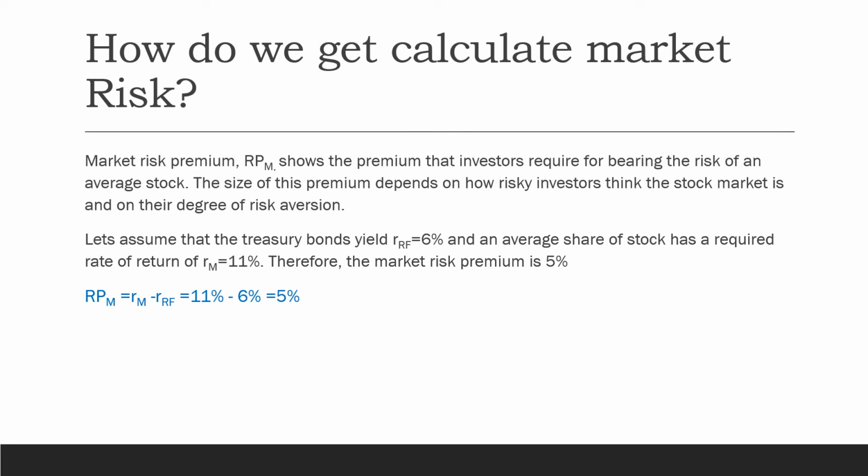How do we calculate market risk? Market risk premium, RPM, is the premium that investors require for bearing the risk of average stock. So nobody wants to buy just any old stock. Usually they want something in return, and sometimes you got to sweeten the deal. After all, nobody wants a 1-to-1 ratio. You pay 6%, you get 6%.